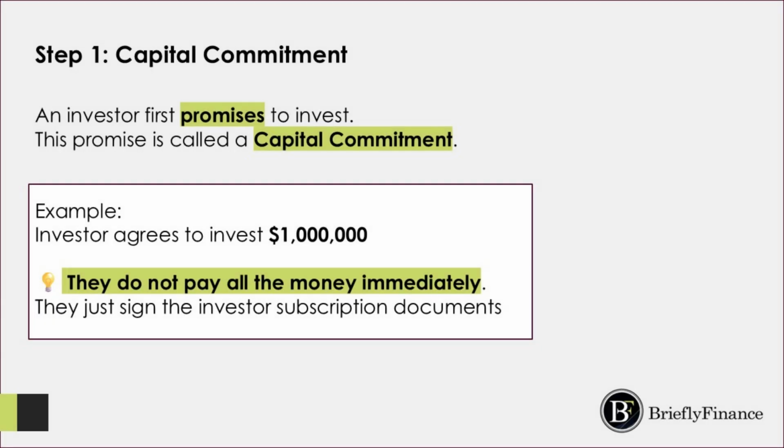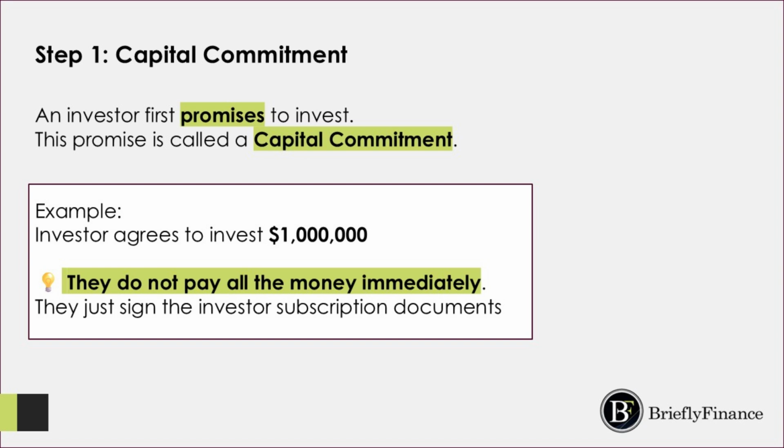The journey starts before any cash is received. An investor first agrees to invest in the fund. This agreement is called a capital commitment. For example, an investor may commit $1 million. But here's the important part. They don't transfer $1 million today. Instead, they sign the investment documents and promise to provide the money when the fund needs it.